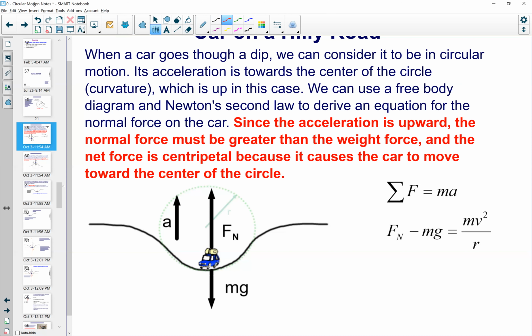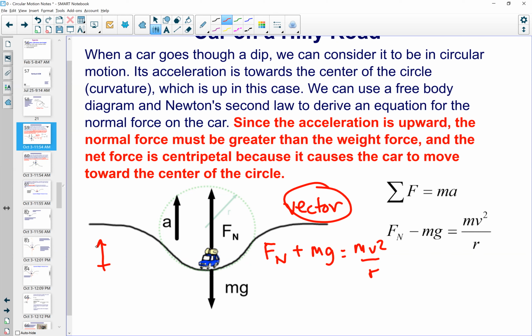So if I think about adding these forces as vectors, if I just say the normal force plus the weight force equals mv squared over r, and I just think about them as vectors, the nice thing is you always add, it's vector addition. But then you have to make sure you define what way is up and what way is down. Since the acceleration is up in this problem, probably upward would be the best way to say positive is up and negative is down.